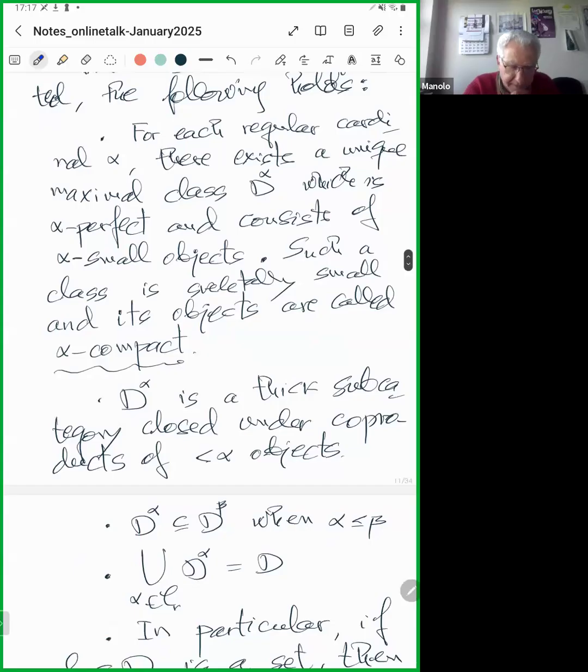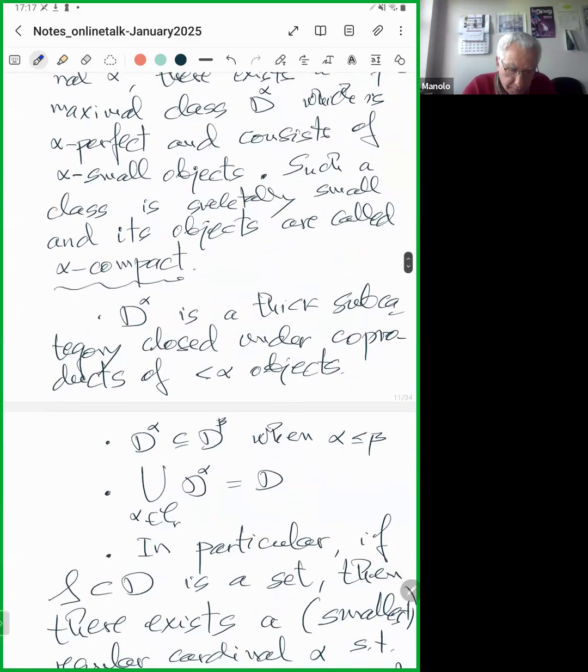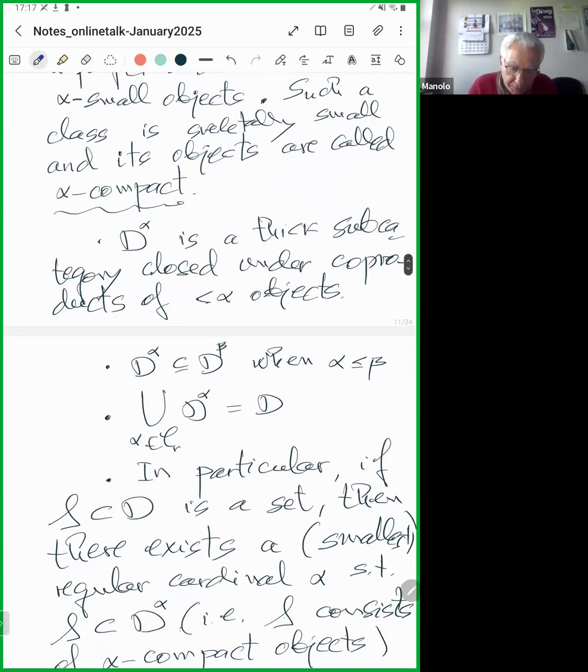D alpha, the subcategory of alpha compact objects, is a thick subcategory closed under coproducts of less than alpha objects. Then, whenever alpha is less than or equal to beta, with alpha and beta regular cardinals, you have that D alpha is included in D beta. And finally, the whole category is the union of the D alphas when alpha ranges over all regular cardinals.